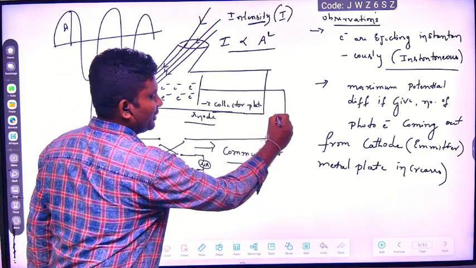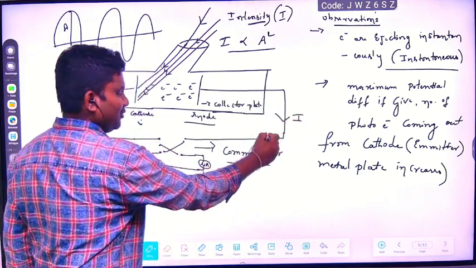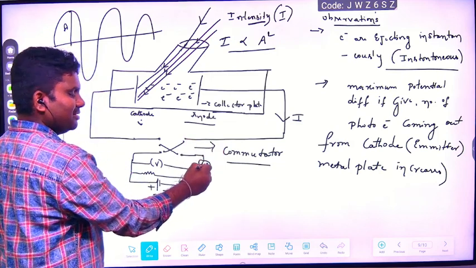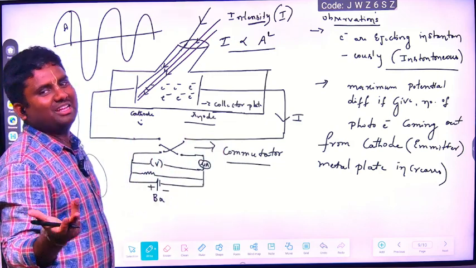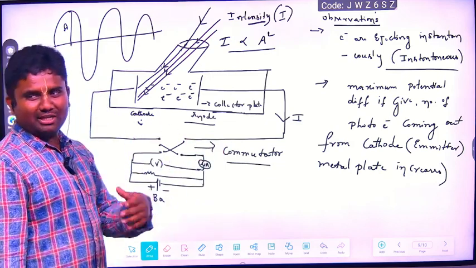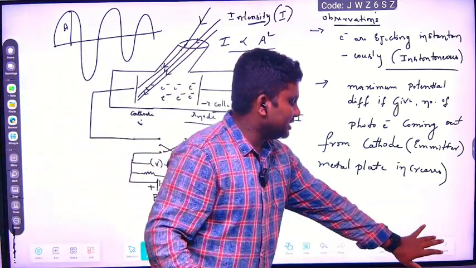So the current increases. The flow of current increases. When the flow of current increases, what happens? It will show maximum deflection. That means maximum photocurrent is coming. Now how is that relation true here?